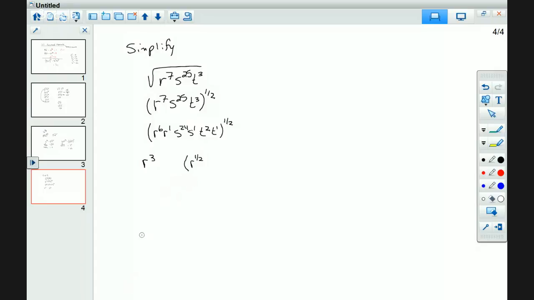See how these are whole numbers and these are fractions? That's why I'm splitting them up. And that is t and then t to the 1/2. I can write this as a root if I want to again, right? So it'd just be r cubed plus 12t root rst.